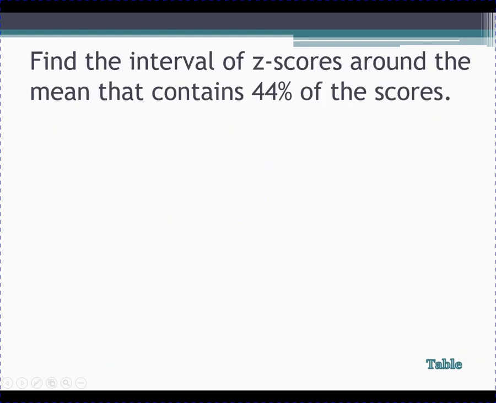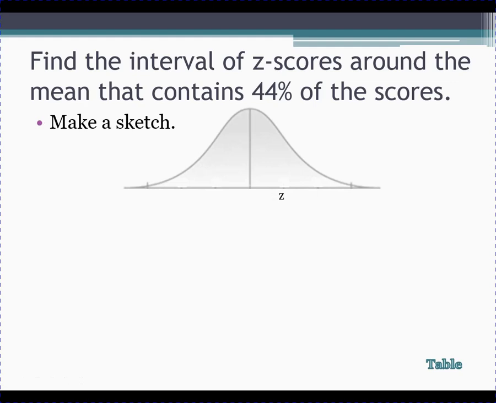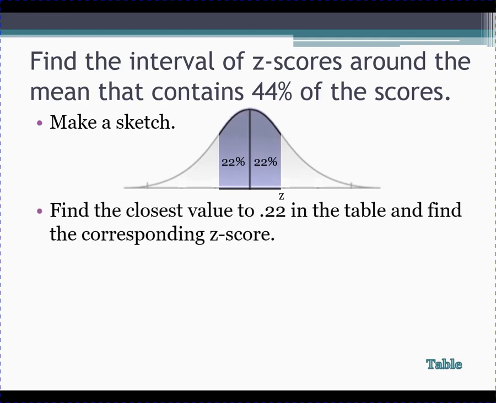Find the interval of z-scores around the mean that contains 44% of the scores. Well, let's start off by making a sketch. Here's our bell curve. We want 44% around the mean, so we split this in half and put 22% on this side and 22% on this side. And so what we can do is go to our table. In this case, we're looking up the percent, so we're not looking up the z-score, we're looking up the percentage.